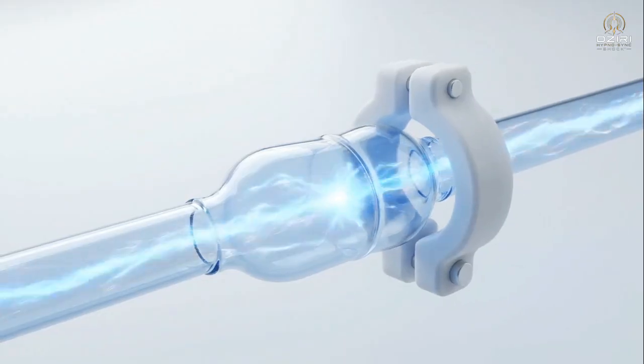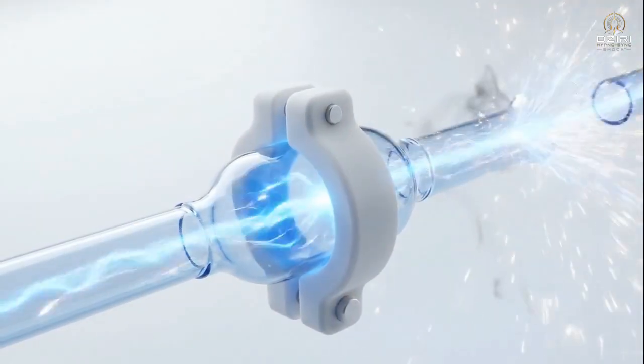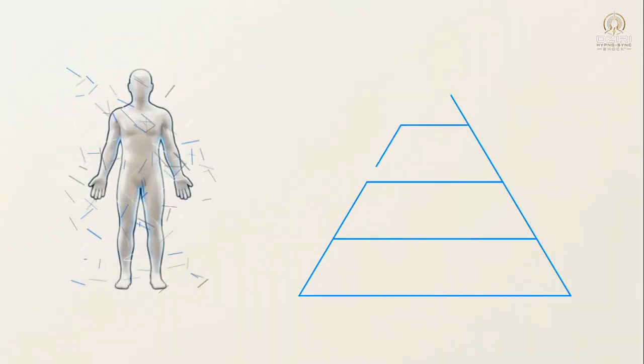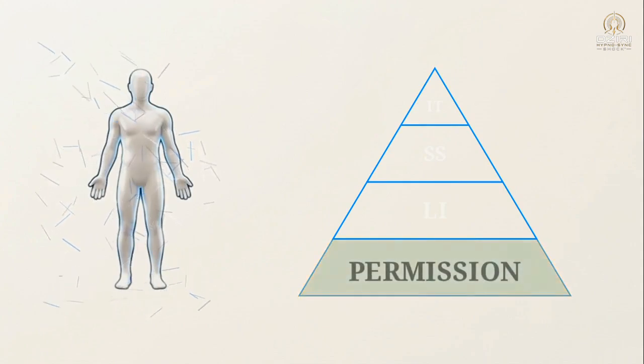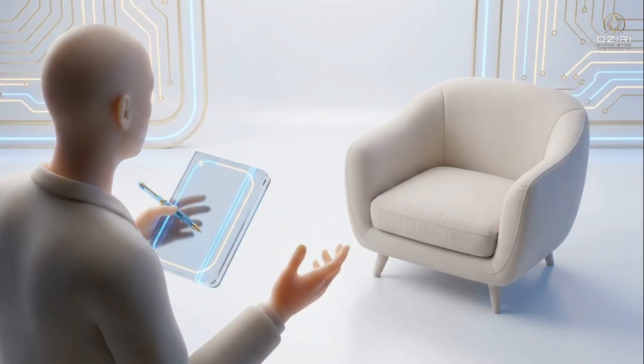Localized fixes often push the pressure to another part of the system. True resolution requires a systemic architecture. Intervention begins with Phase 1, permission. Using the PLICIT model, the therapist establishes a clinical baseline that neutralizes the shame blocking an honest assessment. Granting the patient control over disclosure builds the therapeutic alliance necessary for the phases that follow.